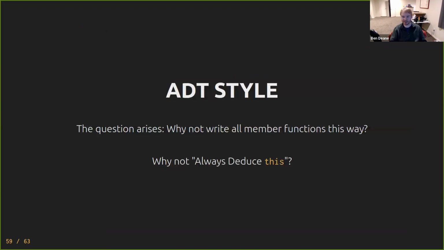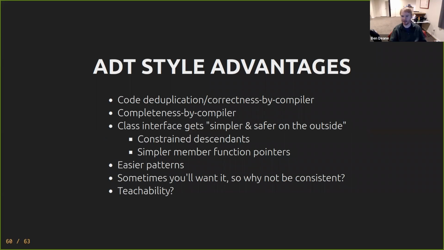The question arises to me: hey, ADT style, always deduce this. Why wouldn't we just do this now? Let me try to answer that. There are lots of advantages to doing this. As we've seen, you get massive code deduplication. You get correctness and completeness from the compiler. Your class interface gets simpler and safer on the outside, because you can do things like constraining your descendants. You get simpler member function pointers.